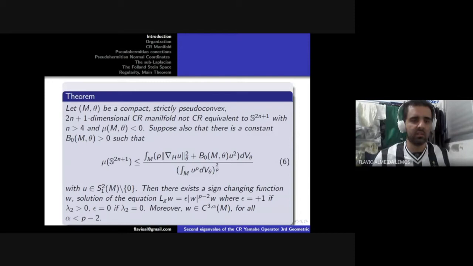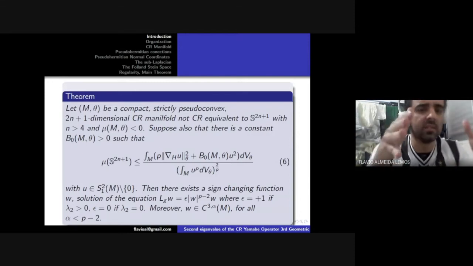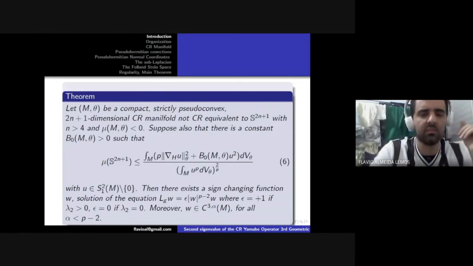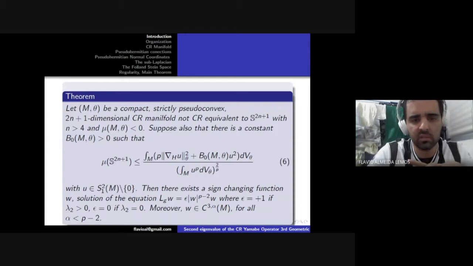Right, so this is the main theorem of this lecture. Let M be a compact strictly pseudo-convex CR manifold of dimension 2n+1, not CR equivalent to a sphere, with n greater than 4. If the CR Yamabe invariant is negative, suppose that there is a constant.